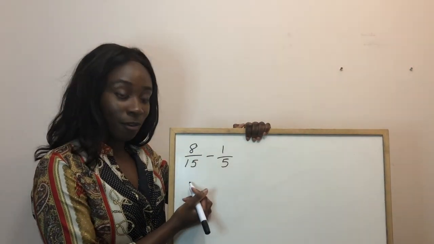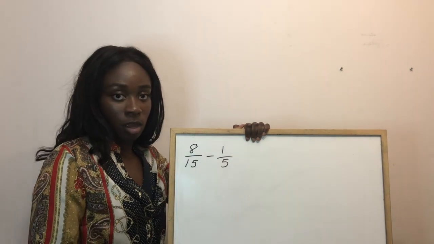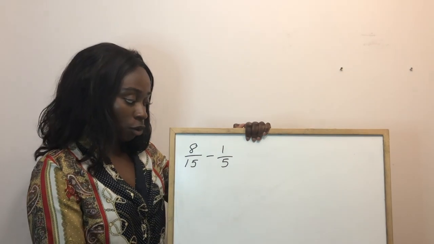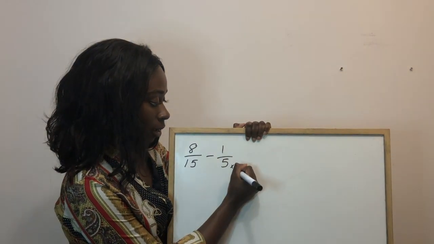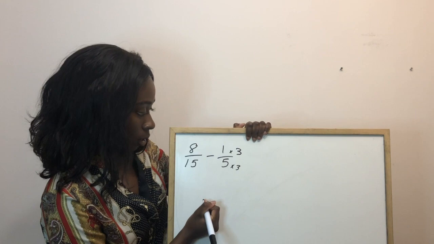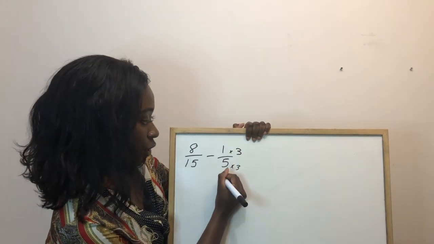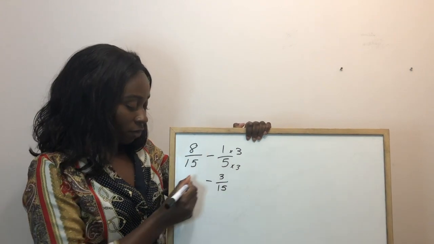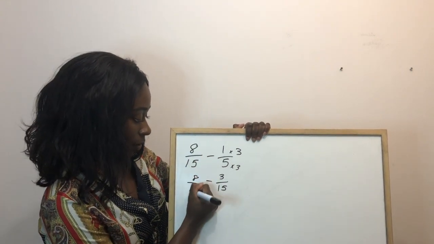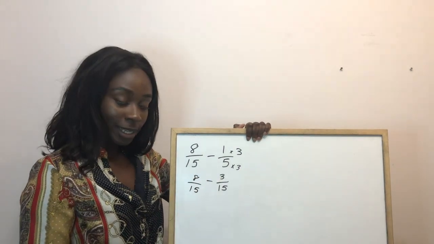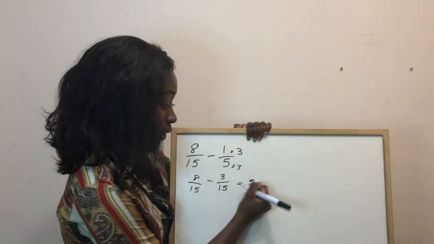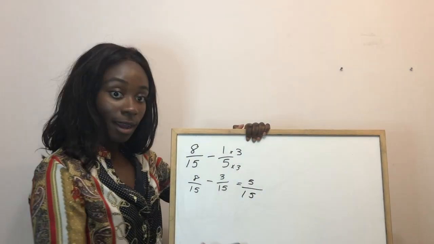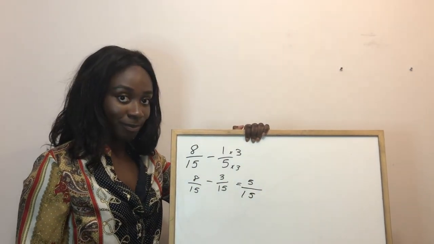So we've got 8 over 15 minus 1 over 5. So what we're going to do, we're going to convert this fraction to make it equal 15. So what we do is times by 3 and also times by 3 at the top. So for this fraction, the new fraction is 3 over 15. So you've got the first fraction here, which is 8 over 15. So 8 minus 3 equals 5. And then you keep the denominator the same, so it is over 15. So you've got 5 over 15, and that's your answer.